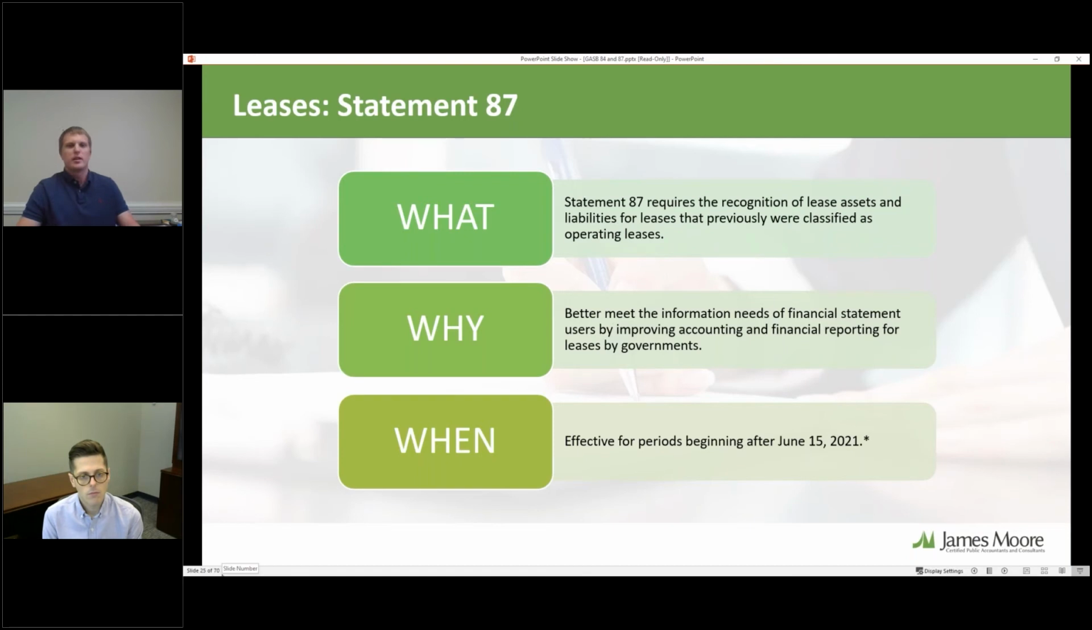So jumping right into it, what is Statement 87? It requires the recognition of lease assets and liabilities for leases that were previously classified as operating leases. So why are we doing this? To better meet the informational needs of the financial statement users by improving accounting and financial reporting for leases by governments. So maybe the most important thing you will learn here today, this is an improvement in financial reporting, and it's going to help the users of the financial statements. So when is it effective? Periods beginning after June 15th, 2021.